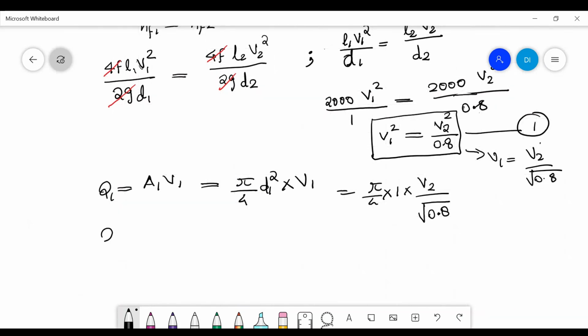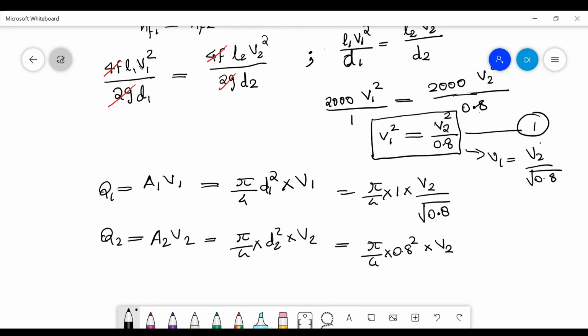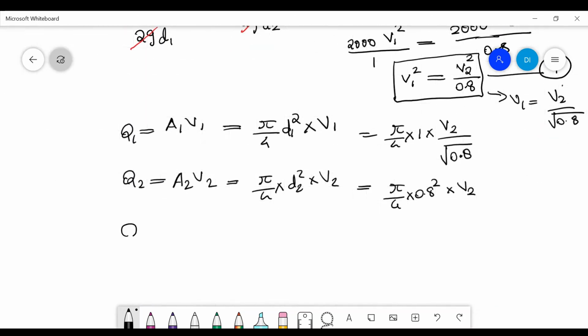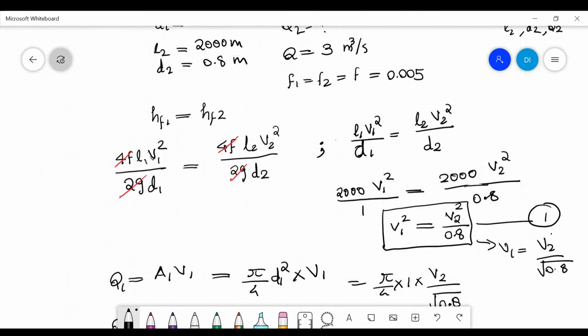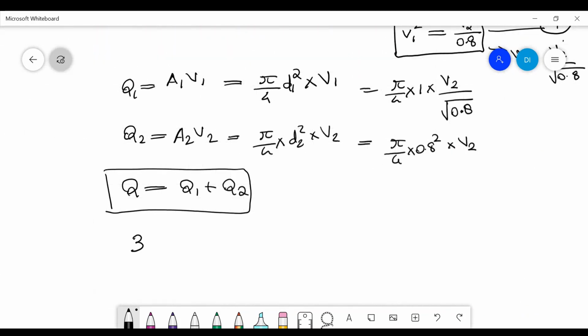So I have Q1 in terms of V2, and I am also going to find Q2, the discharge at the second pipe. Q2 is A2 into V2, which is pi by 4 into D2 square into V2, and D2 square is 0.8 square, so pi by 4 into 0.8 square into V2. So we have two equations, and from the parallel pipe equation we know the discharge from the main pipe is equal to the total discharge, or the summation of all discharges in branch pipes. So Q is equal to Q1 plus Q2, and the value of Q is given as 3 meter cube per second. So 3 meter cube per second is equal to Q1 plus Q2.